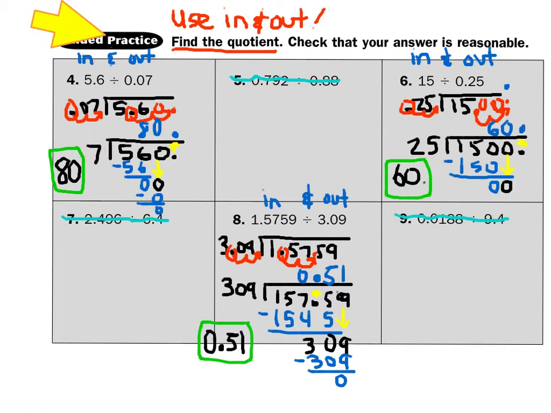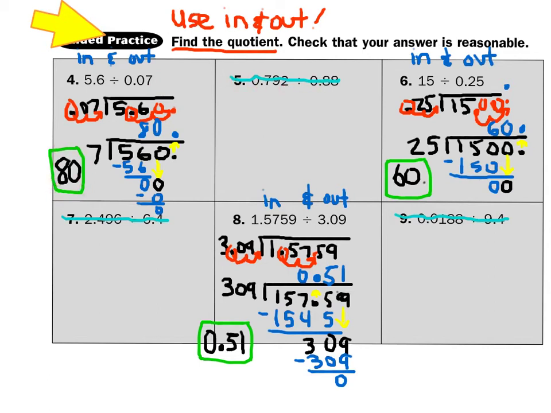And now 7 goes into 56 8 times. 8 times 7 is 56. And when I subtracted, I got 0. But I still have to bring down that 0 that's left. 7 goes into 0 0 times. And so 0 times 7 is 0. When I subtracted, I got 0. I know I'm done. And so this would just be 80. Now I double check. It's a positive divided by a positive, so it's a positive 80 that I box.